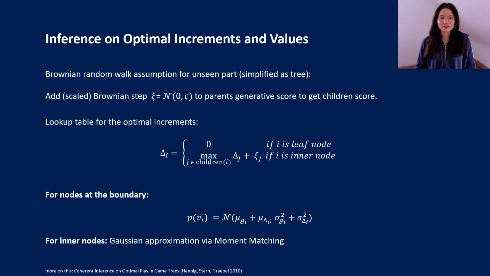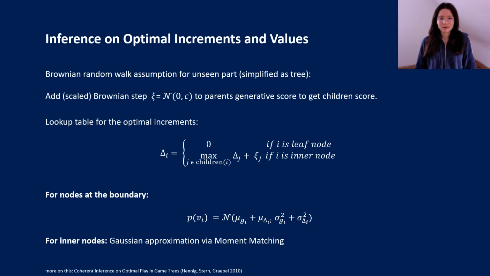The idea to model the optimal values in this way comes from a tree search method developed by Philipp when he did his PhD with Microsoft Research. I won't go into details now how to construct beliefs over the deltas, but the underlying idea is to assume a Brownian random walk for the remaining decisions by always adding a scaled Brownian step C to the parent's generative score. And with these C, we can derive beliefs for the deltas.